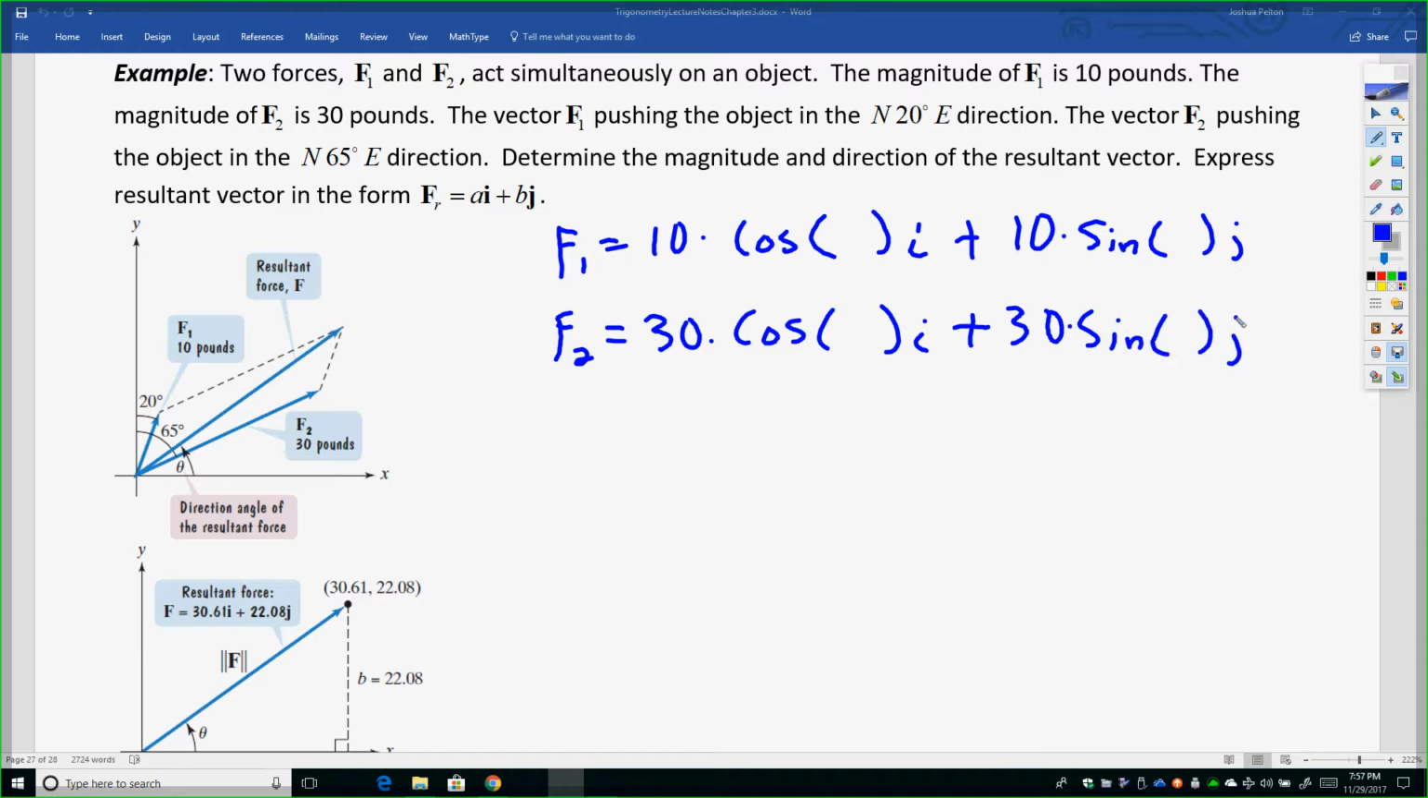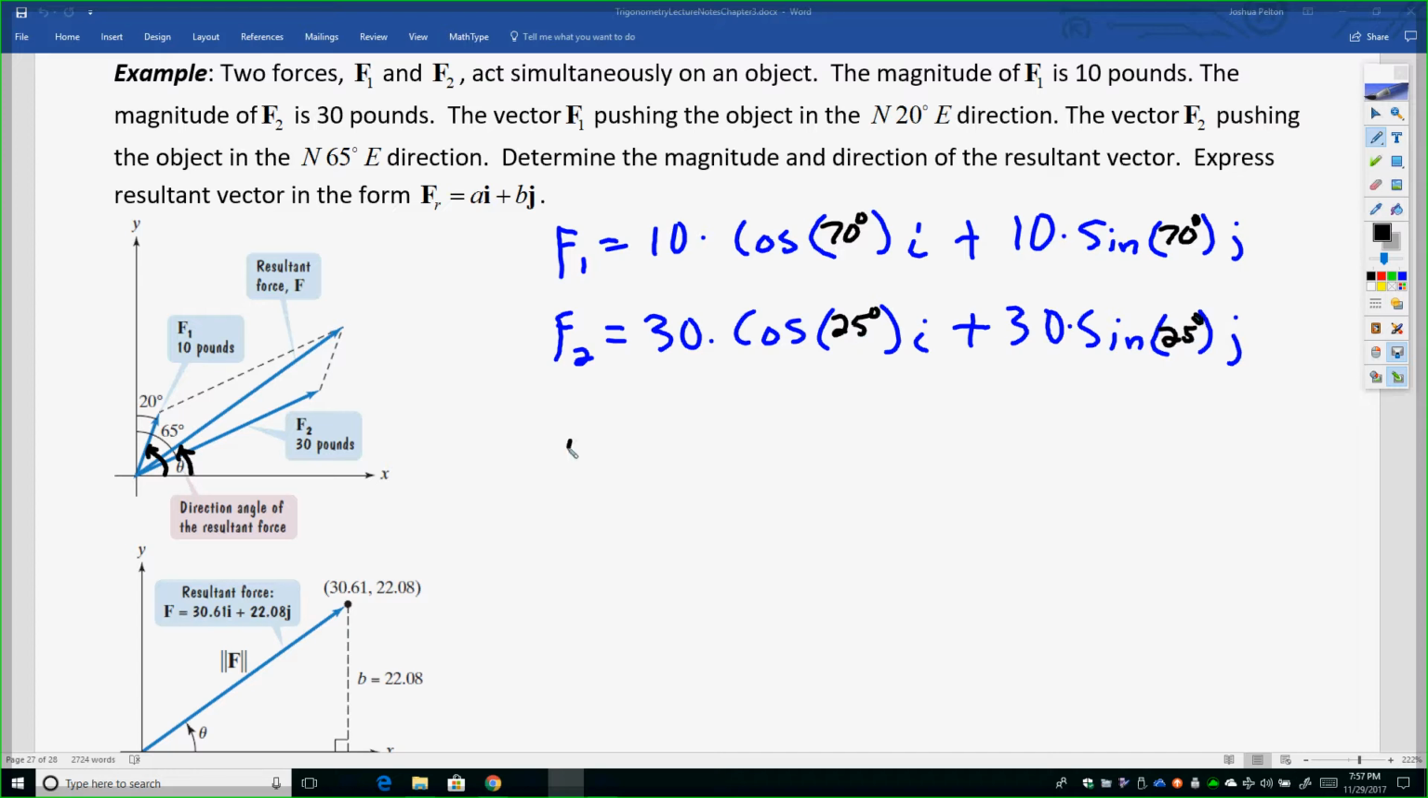Okay, so now it's a matter of what are the angles. Well, if we look here, the first one was north by 20 degrees east, but that is our theta right here, not the 20. 20 is the bearing. Therefore, our angle is 70 degrees. Okay, and the next one was north by 65, so therefore our theta is the remaining angle, which is 25 degrees.